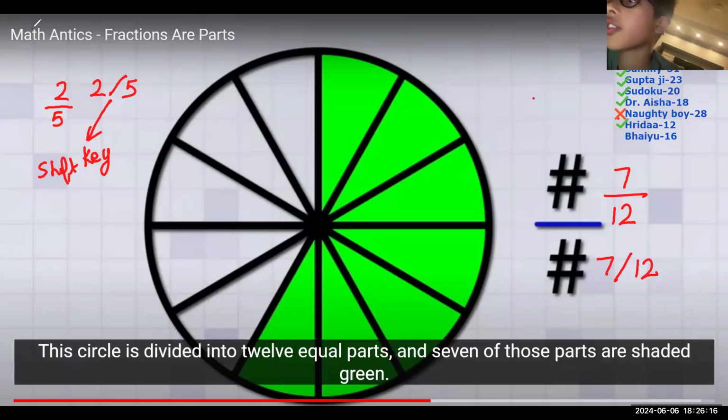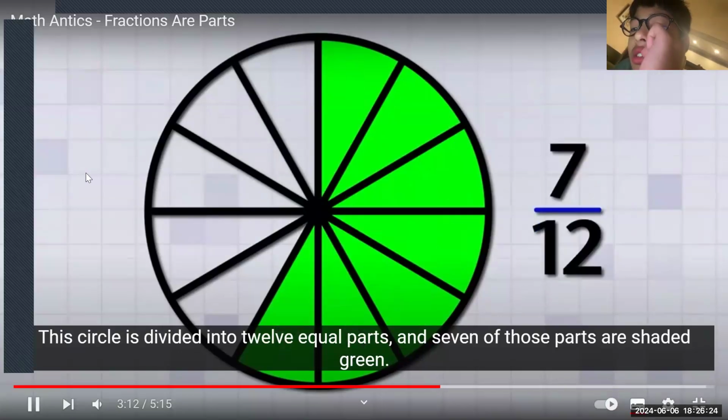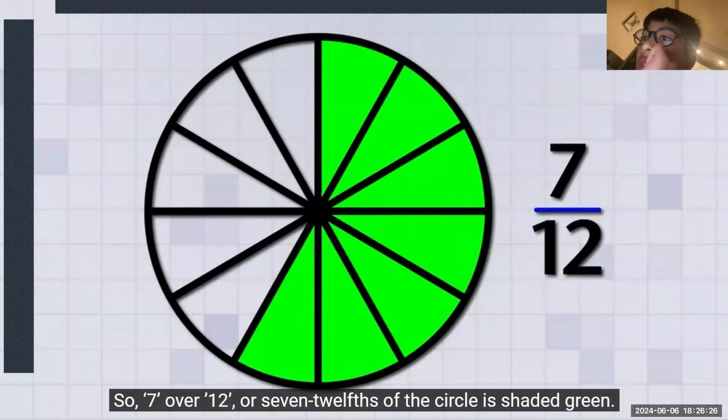Sir, I did it the wrong way around. That's why we are practicing. Write 12 equal parts instead of 10. 7 of those parts are shaded green. So 7 over 12, or 7/12 of the circle, is shaded green.